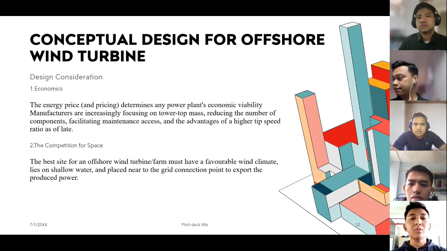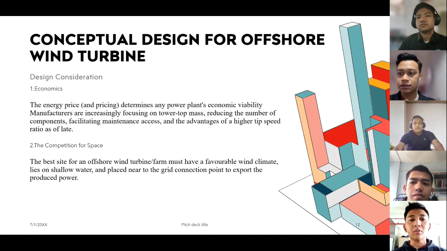I will present the conceptual design for an offshore wind farm. First, design consideration: economic. The energy price and pricing are similar to any power plant's economic viability. Increase focus on power optimization, reducing the number of components, facilitating business access, and the advantages of a higher tip speed ratio.